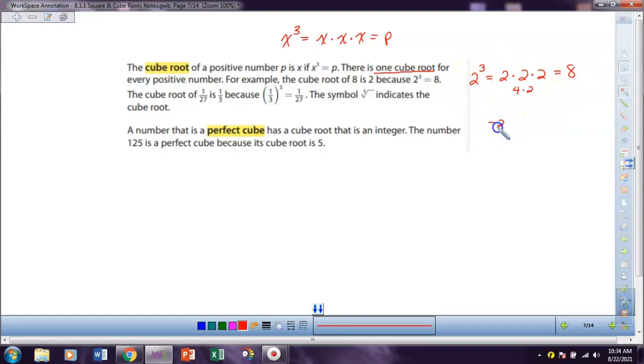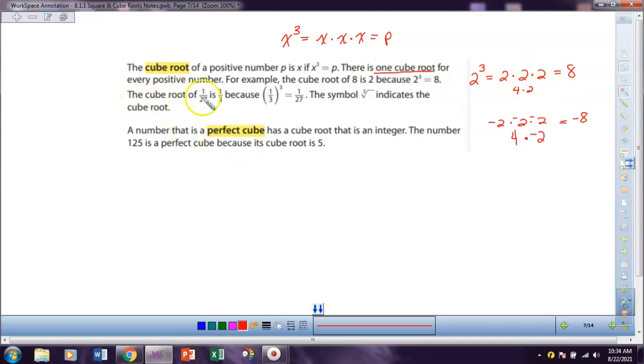If I were to try to do negative 2 times negative 2 times negative 2, negative 2 times negative 2 is positive 4. Positive 4 times negative 2 is negative 8. So see how this one's negative and this one's positive? That's why the cube root of a positive number can only be one solution.